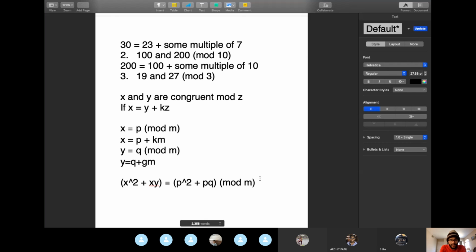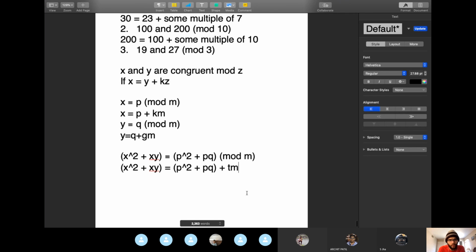So now we can write this as x squared plus xy should equal p squared plus pq plus what? Some number. I don't want to use g or k because they've already been used. I'll say t m. We have to prove this, because if these two things are congruent to each other, it means this is this plus a multiple of m. Okay, what do we do now?